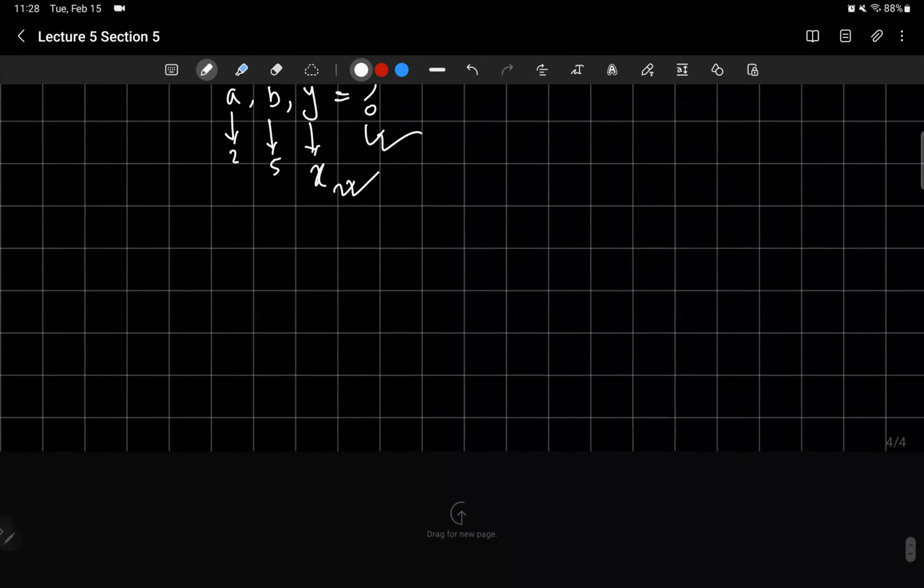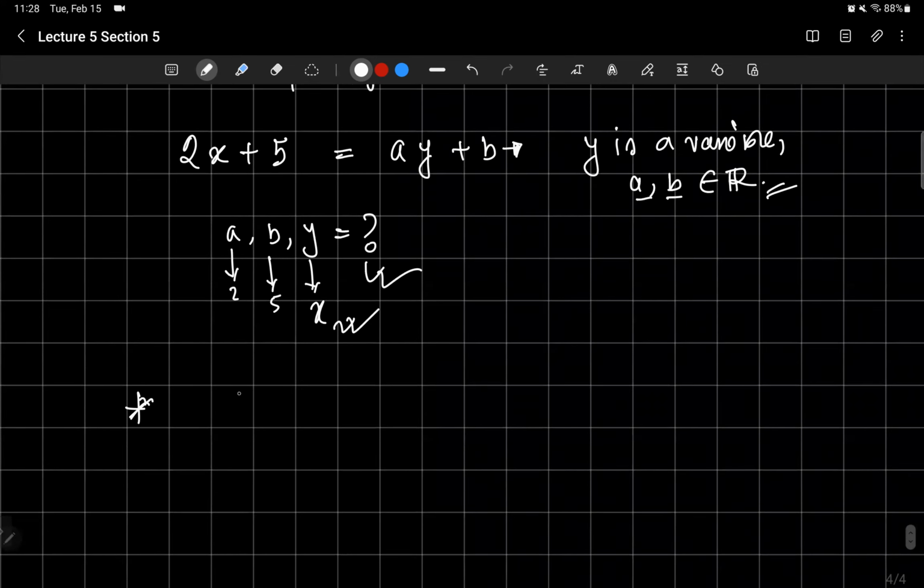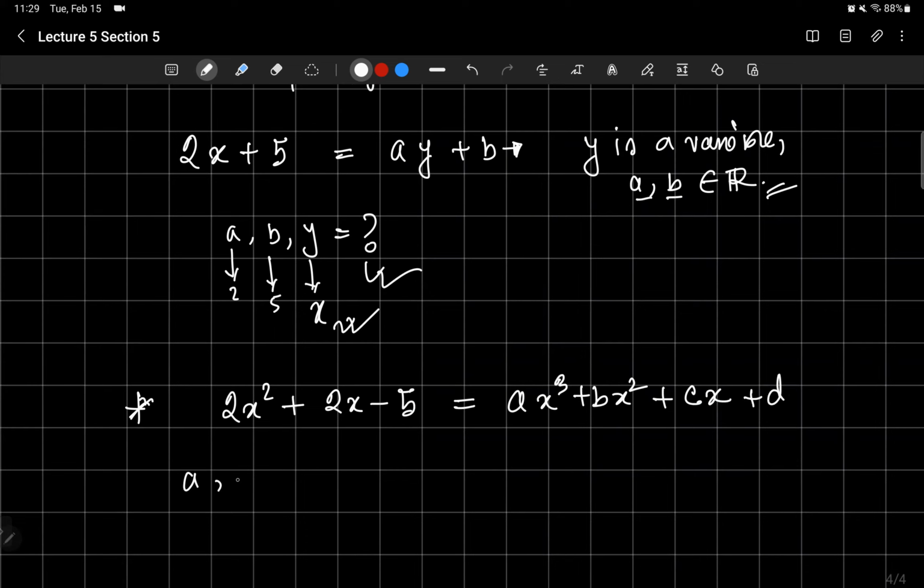Okay, so let me give you another example. Let's say this thing, 2x squared plus 2x minus 5 is equal to ax cubed plus bx squared plus cx plus d. Can you tell me the values of a, b, c, and d, by using the definition of an equation?